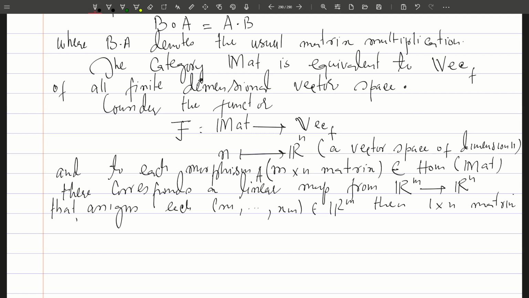So this matrix is given like this. We have this 1 cross m matrix multiplied by the matrix A, which is of order m cross n. So the resultant matrix will be a 1 cross n matrix. That 1 cross n matrix can be identified as an n tuple in Rn.